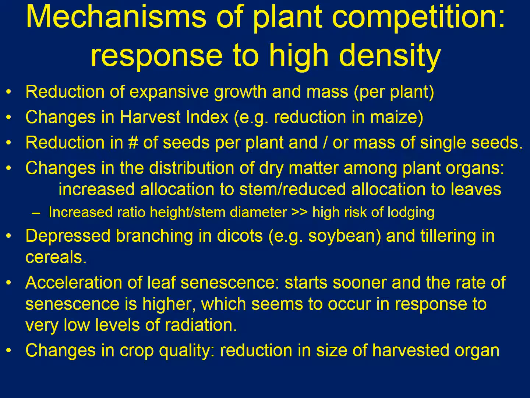It will start sooner and the rate of senescence will be higher, and that seems to occur in response to very low levels of radiation. Finally, we might observe changes in crop quality. For instance, the reduction in size of harvested organ means a reduction in the quality for many horticultural products.